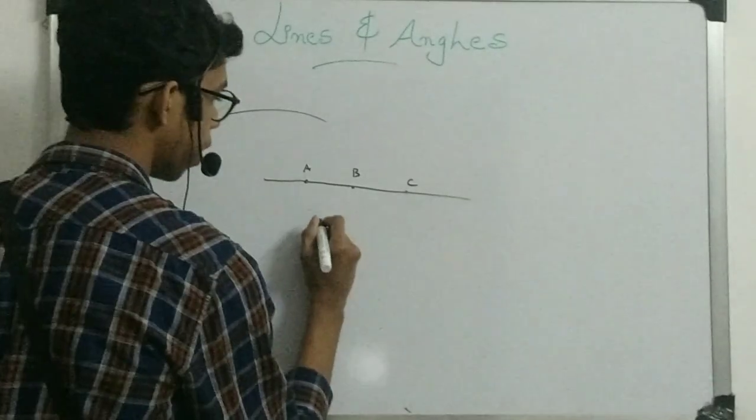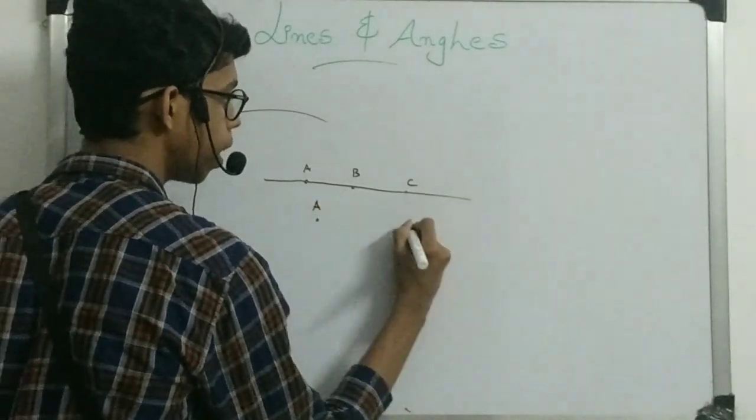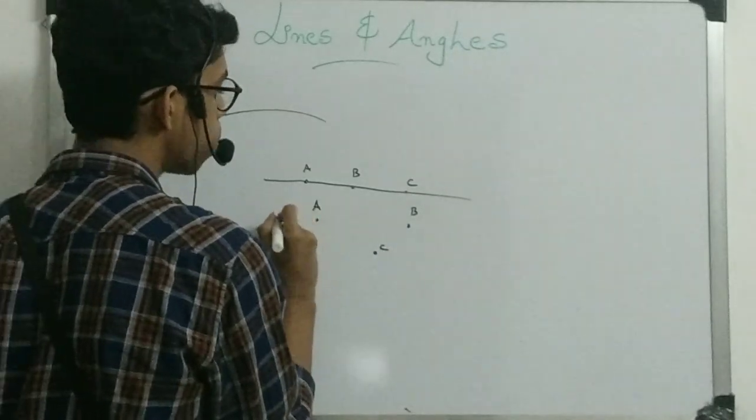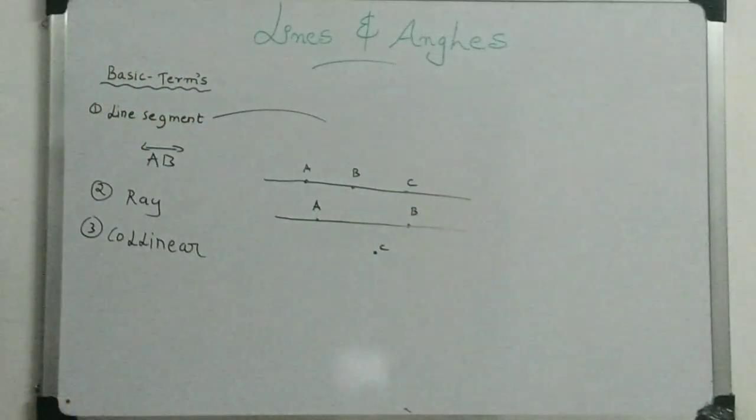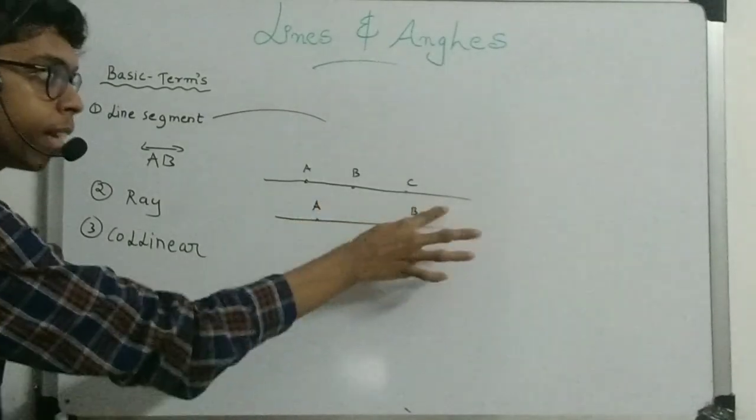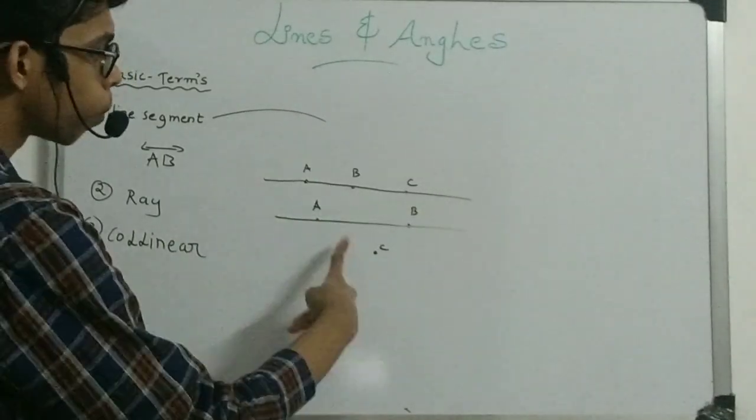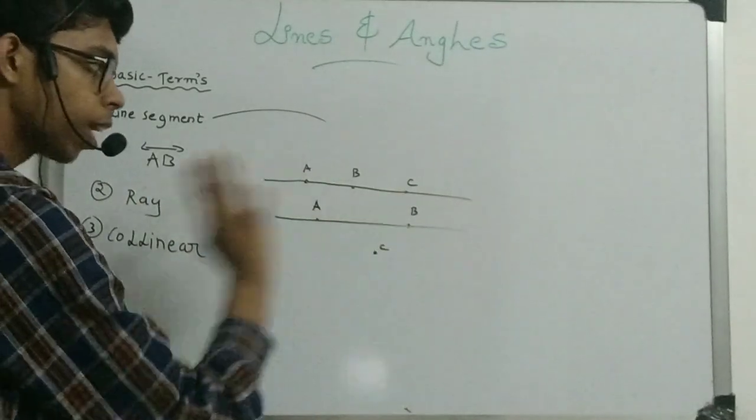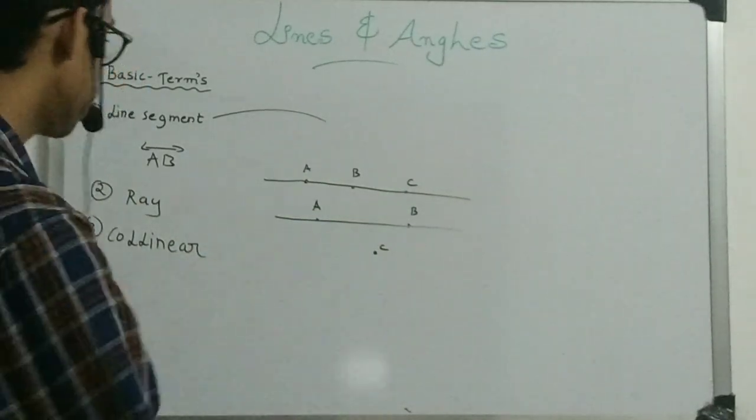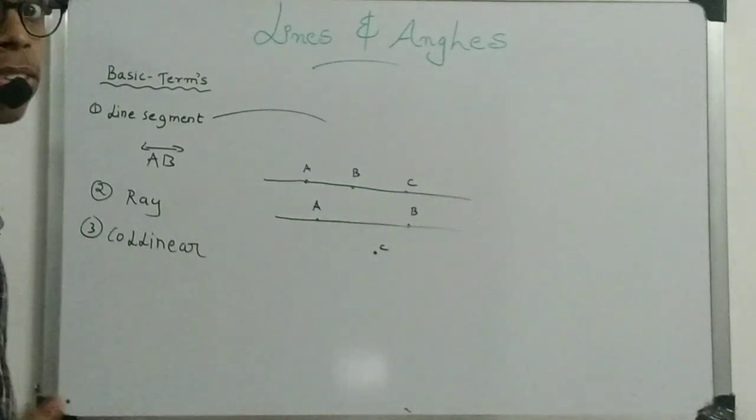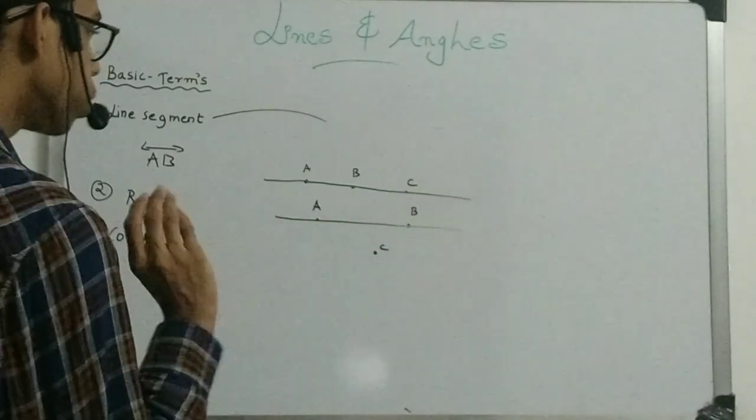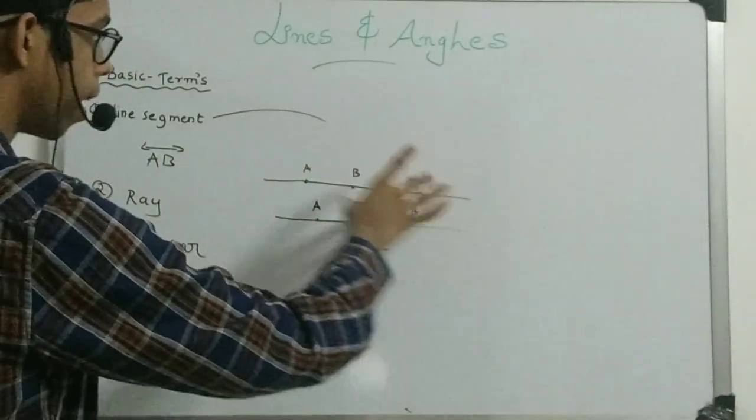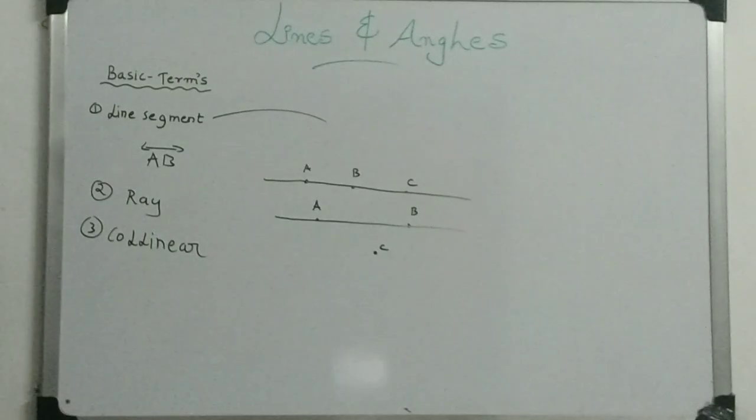Now if point A is over here, point B is over here and point C is over here, and I draw a straight line like this, you see that A and B are lying on this line. But C is not lying on this line. So it means that A, B, C is not collinear. We have to see whether the 3 points A, B, C are lying on the same line. If they are, we can say it is collinear.